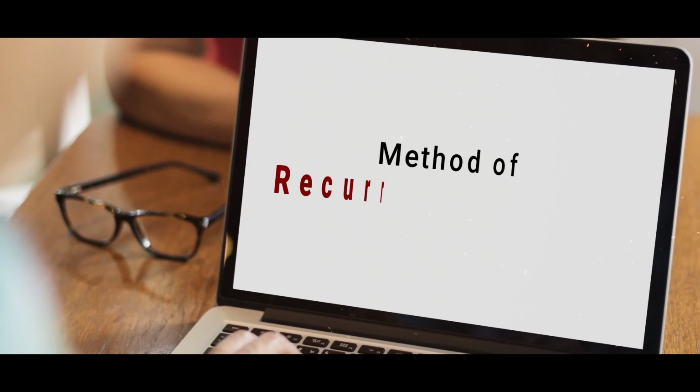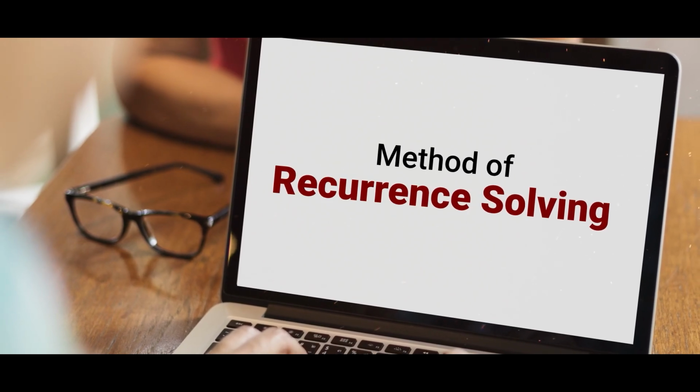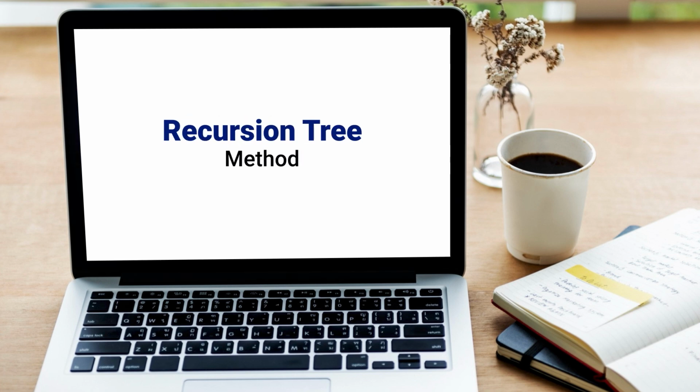Today we will study the methods of recurrence solving in Block 1, Unit 1. These are the methods for solving recurrences: first is the substitution method, second is the iteration method, third is the recursion tree method, and fourth is the master method. So, if any recurrence is given, according to the situation we can use these methods for solving it.